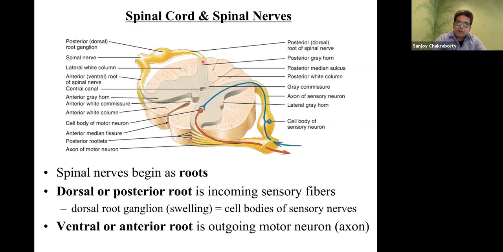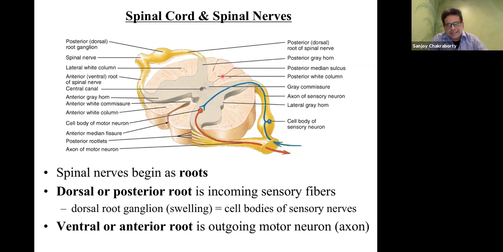Obviously, the presence of this gray matter divides the white matter into three groups. So this is the posterior part, this is the lateral part, and that's the ventral or anterior part. These are like columns. You look at the spinal cord like a column. So these white matter regions are called white columns, where bunches of myelinated tracts are running together. White columns are sometimes also known as funiculi. Funiculus is the singular, funiculi is the plural.